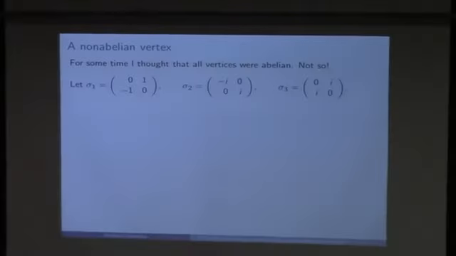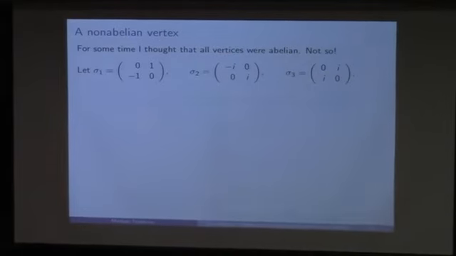Here are the examples. Well, these are the Pauli spin matrices, we know them. And sigma 1, sigma 2 equals sigma 3, but they don't commute. They almost commute, right? Their commutator is in the center.